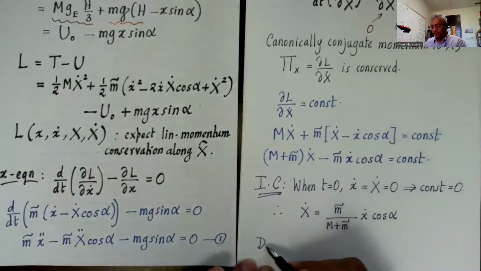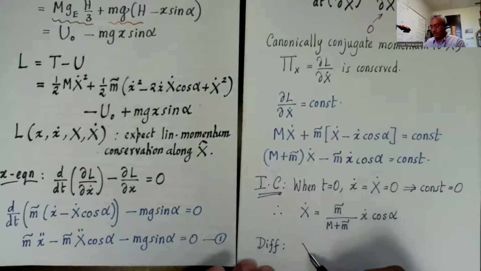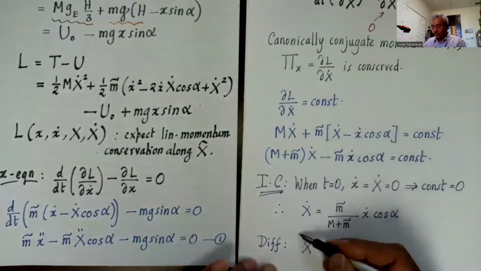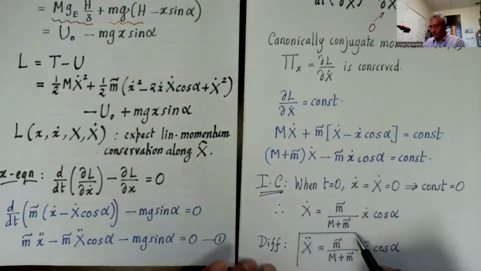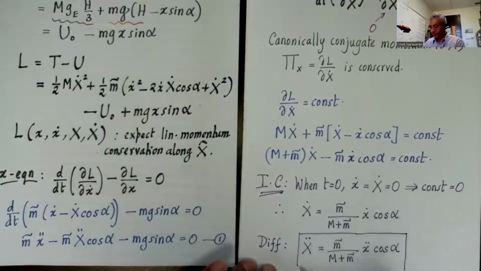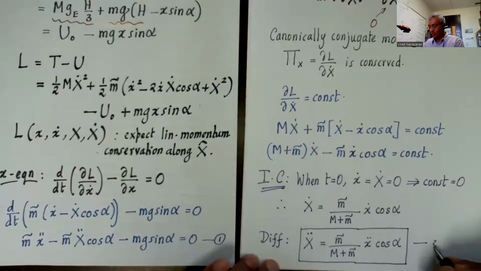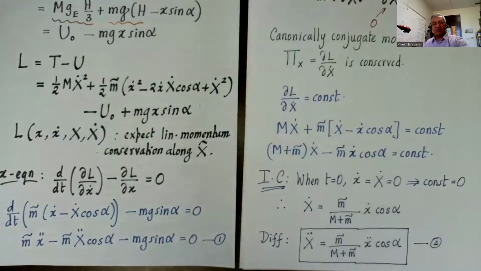And now we differentiate with respect to time again. So I get X double dot equals M tilde divided by M plus M tilde, little x double dot cosine alpha. I'm going to box this because it's an important piece of information. It connects the two velocities and the two accelerations. So I'm going to call this my equation 2. What we are going to do next is use equation 1 and equation 2 together and finish solving the problem.